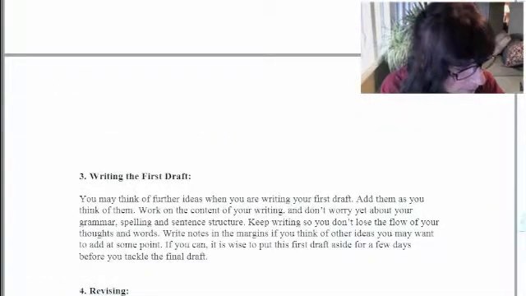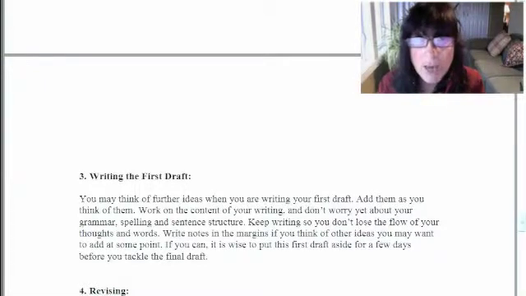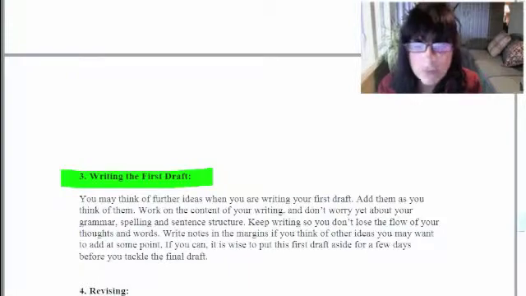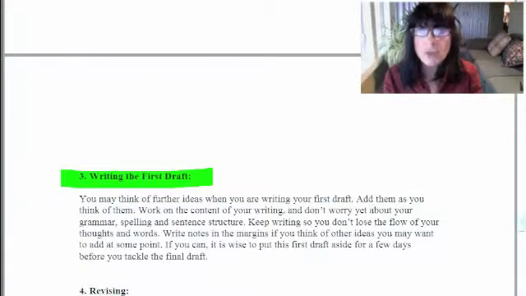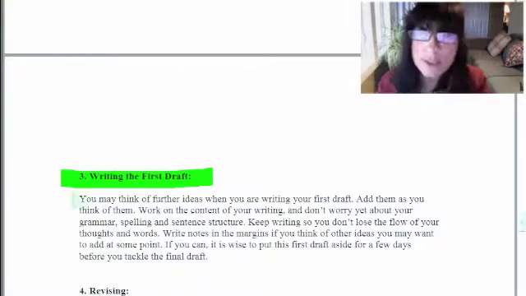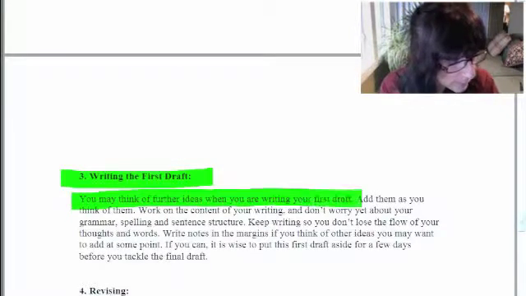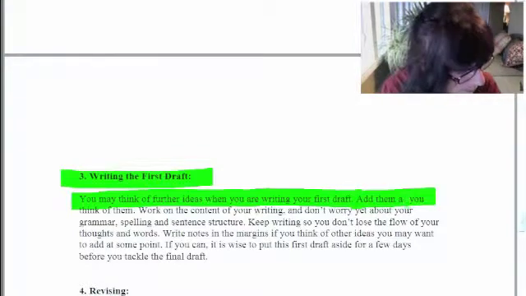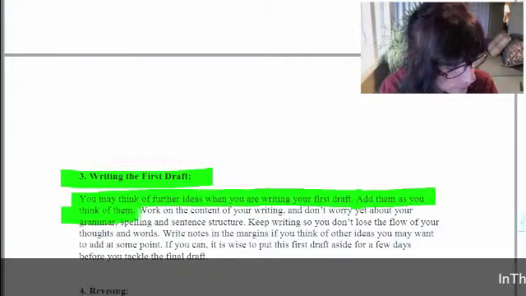The third important aspect of the writing process, this third stage, is now writing the first draft. So you've got all your brainstorming and clustering. You've now turned that into an outline, and now you're going to start writing your draft. Now you may think of further ideas when you're writing your first draft. There might be something else that you forgot, and you can include it here. You would add those ideas as you think of them.